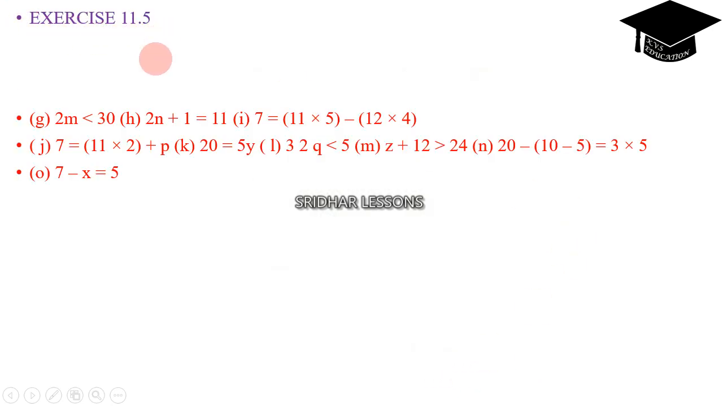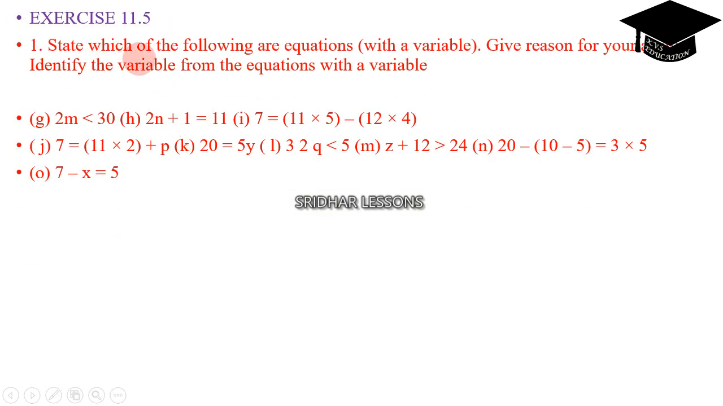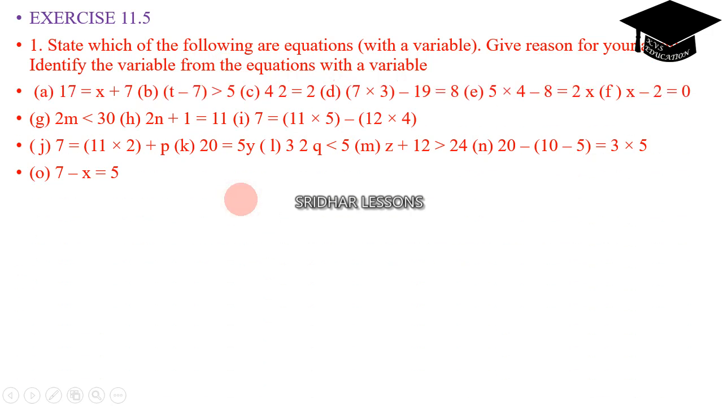Exercise 11.5. State which of the following are equations, that means with a variable. Give reason for the answer. Identify the variable from the equations with a variable. A. 17 = x + 7. This is an equation because it has the variable x.